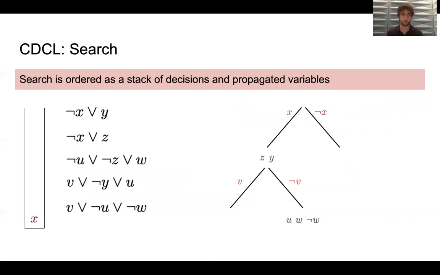To be more concrete about it, let's have a look at how the CDCL algorithm works. There's a search phase. We organize the search as a stack of decisions and propagated variables again. I have here on the left the CDCL stack, on the right the DPLL tree just for comparison, and in the middle the instance. If we choose to branch on X, we propagate, we put these propagations on the stack, and then we can continue choosing, let's say, not V, and we propagate again U, W, and not W, and we have the conflict. And then we need to do, again, something for the conflict.